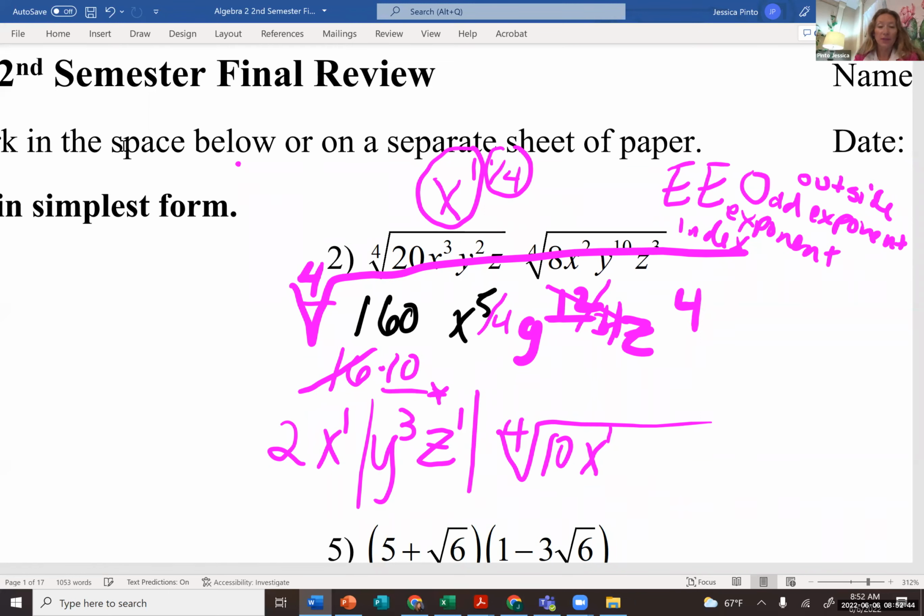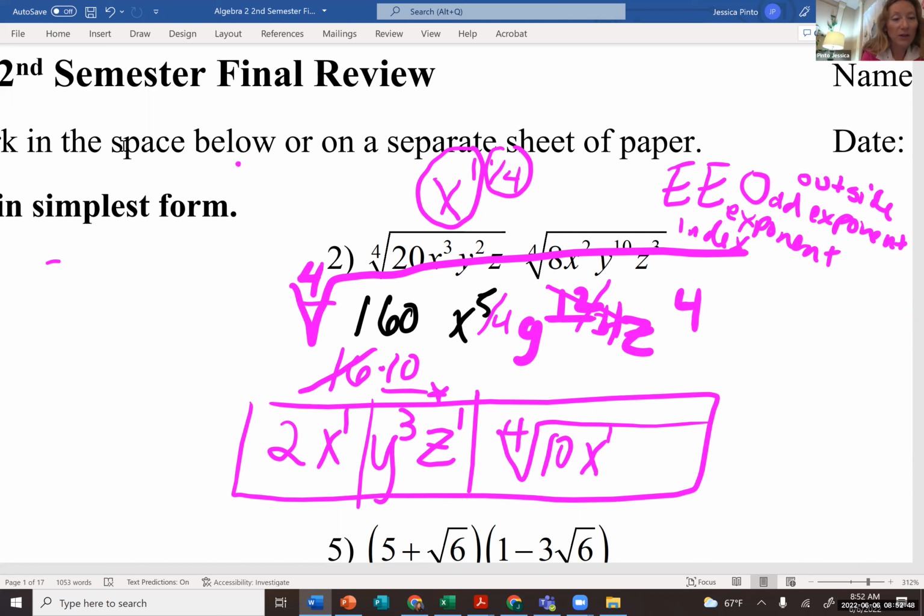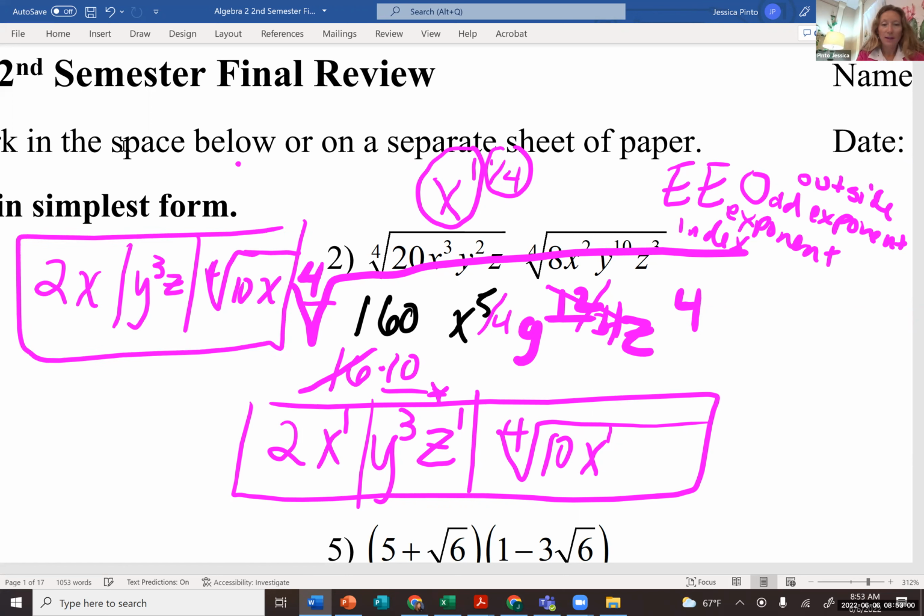And now this is my final answer. So that looks a little bit messy. I'm going to write it over here. 2 without those exponents. X, absolute value of y to the third, z, 4th root of 10x. Great.